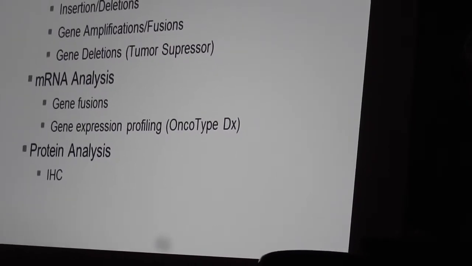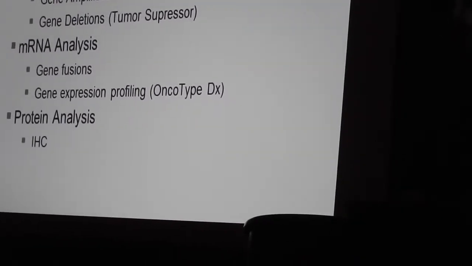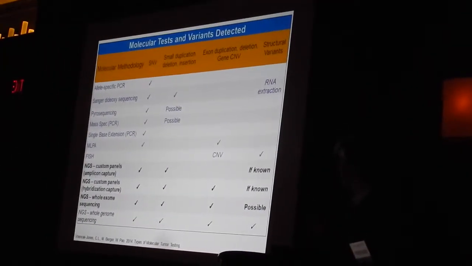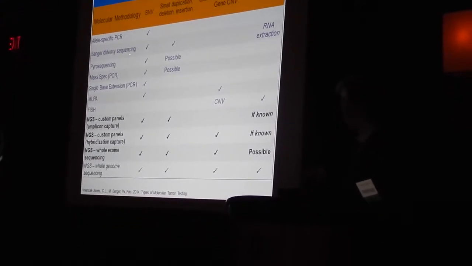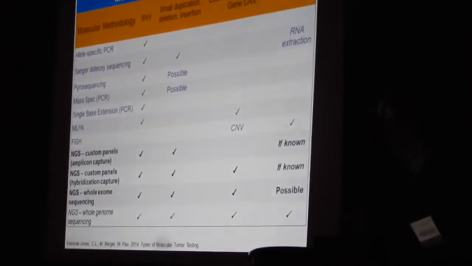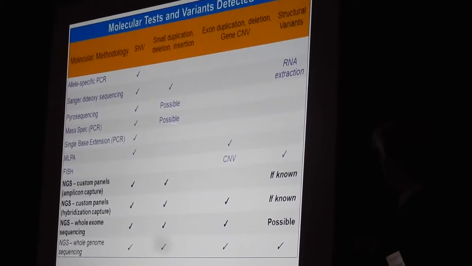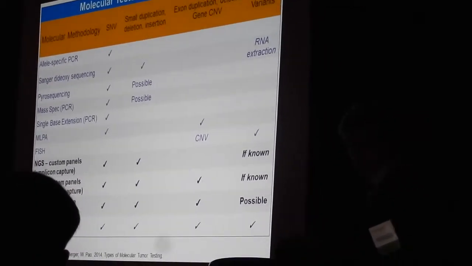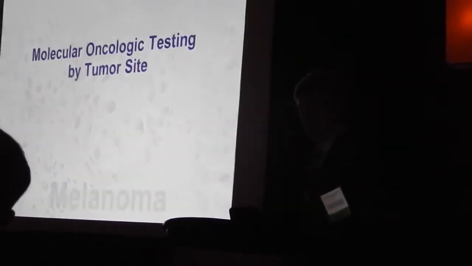And then there's protein analysis, immunohistochemistry, which is very easy and adaptable. We're all intimately familiar with that. And there's lots of different methodologies that can be used for detecting these different types of genetic defects in tumors. We talked about this earlier today, and up here, these are ones that are currently in practice. And there's a few tests that are FDA approved, but for the most part, these can all be lab developed, and depending on what resources are available or what your background is, different ones can be used for different types of applications. So now I'd like to talk about the different tumors and some of the important biomarkers. I'll start with melanoma.